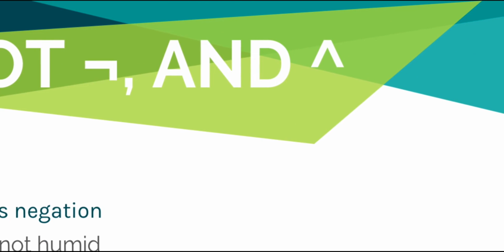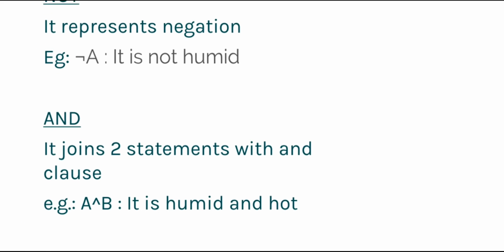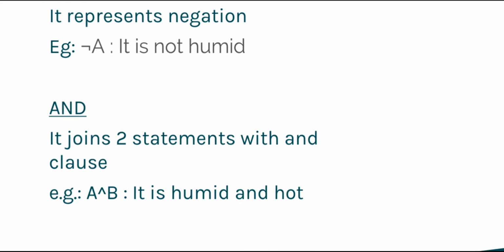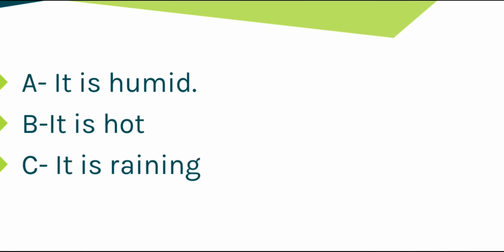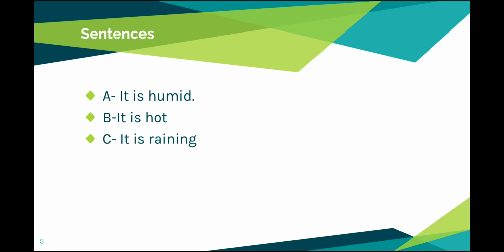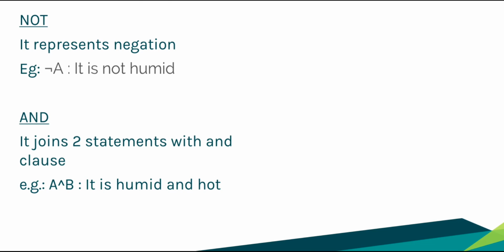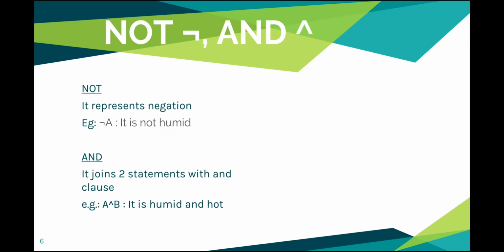Now the second one that we need to understand is and. What is and doing? It joins two statements with an and clause. We had two sentences, that is A and B. It is humid, it is hot. If you apply and in between A and B, it will be called, it is humid and hot. I hope you people are understanding.